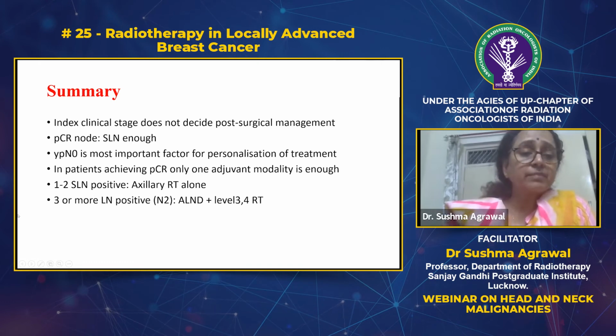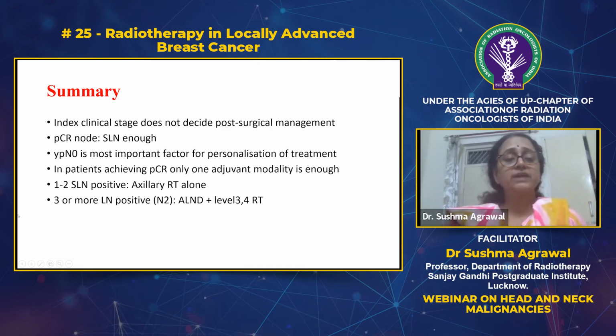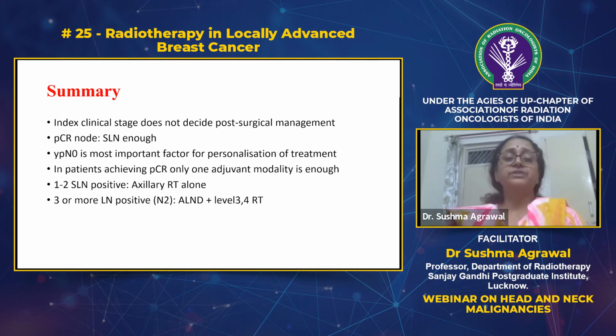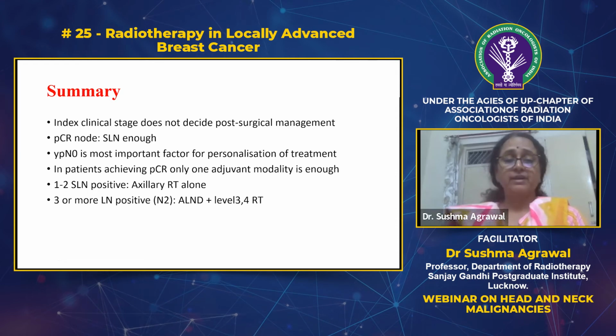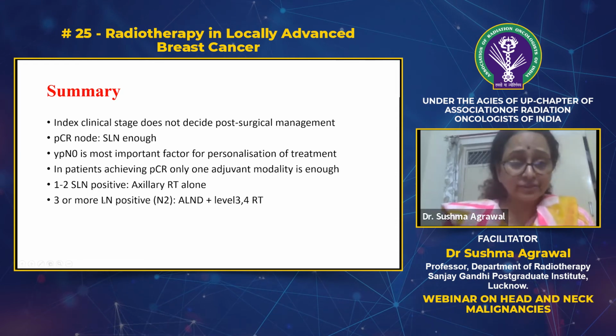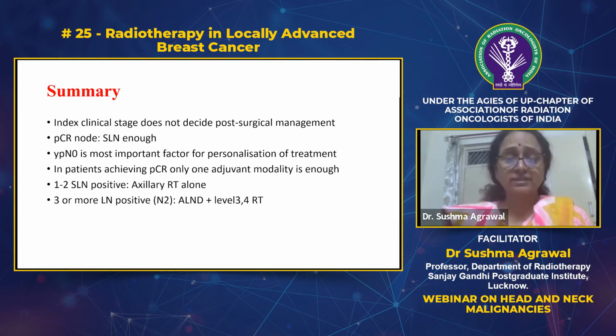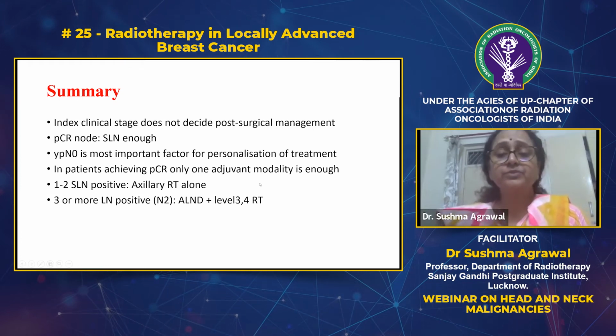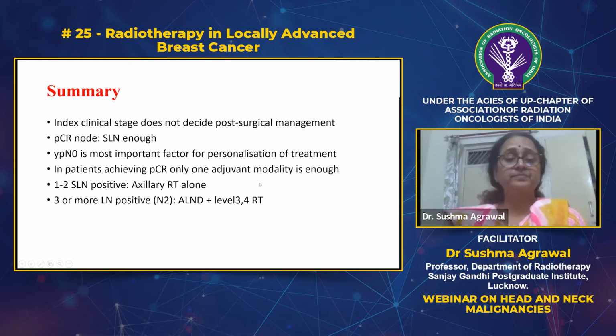Now, again, a pathological CR in node is the most important factor, and it is the only factor which is used to stratify patients for different kinds of radiotherapy, and which is being tested nowadays. The other thing which we learned was that in patients who achieve pathological CR, only one adjuvant modality is enough.